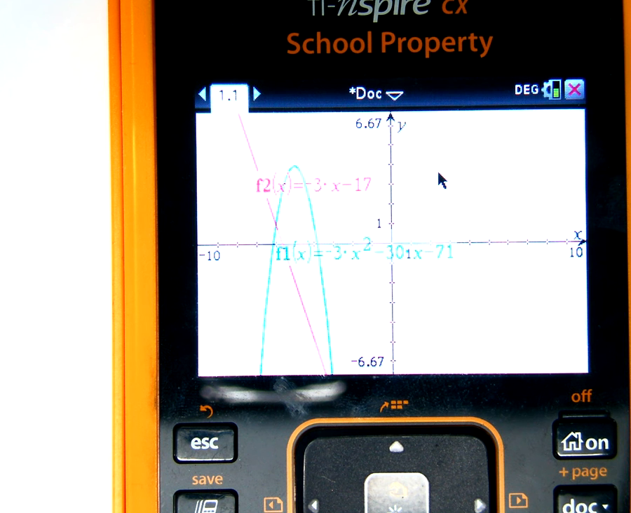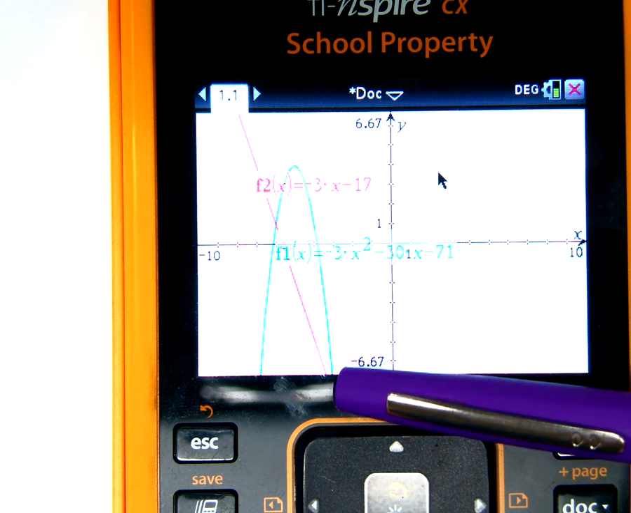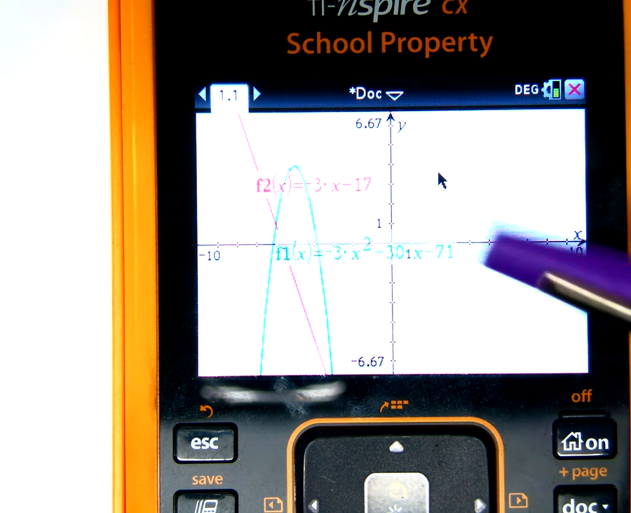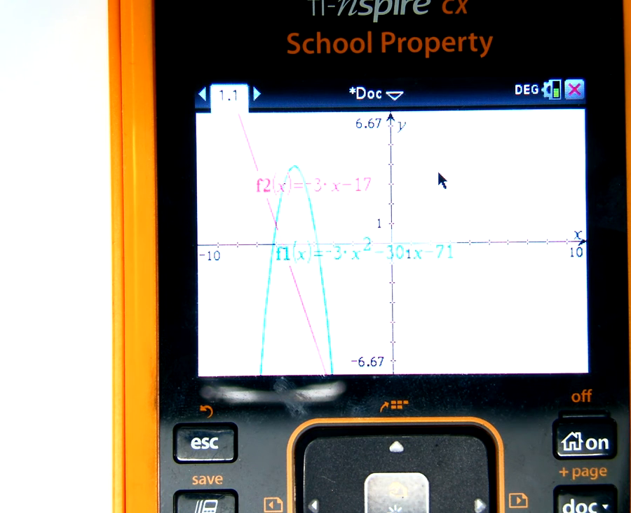Now, I can tell by looking with my eyeballs how many solutions there are. 2. Because you can see both of them. I can only see one. But I know there's another one down here that I just can't see. I can go find it. I can change the window, things like that.